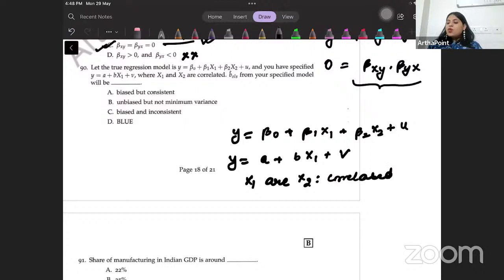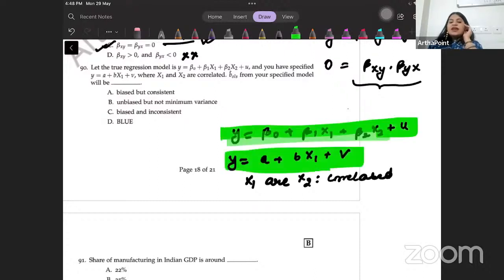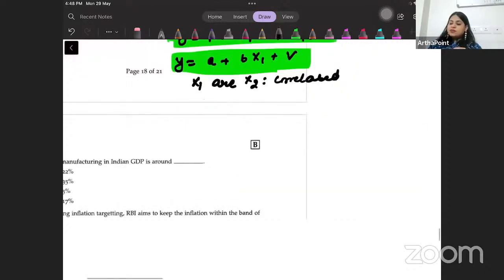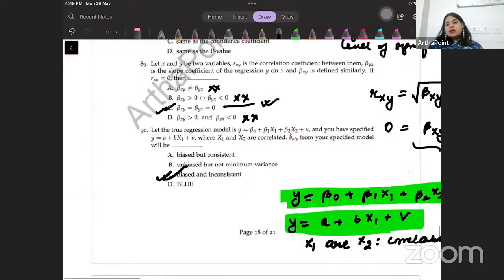It says the OLS estimate of b from your specified model will be. So beta, whenever you have this, you are skipping a variable, right? So your estimated model is this. Your true model is this. So ideally, your OLS estimators will be biased and inconsistent. So the answer to this question should be C. The OLS estimators will be biased and inconsistent.